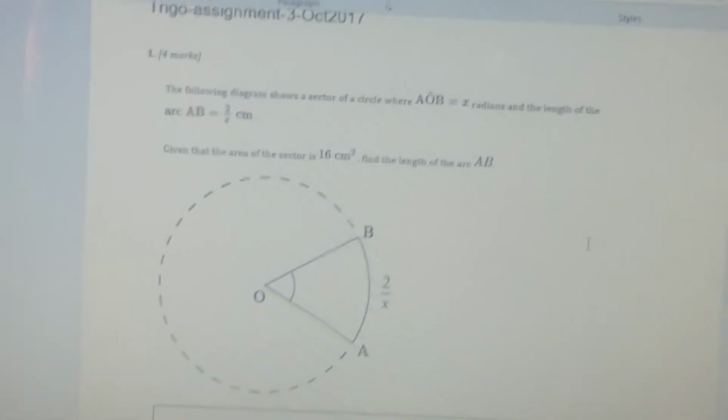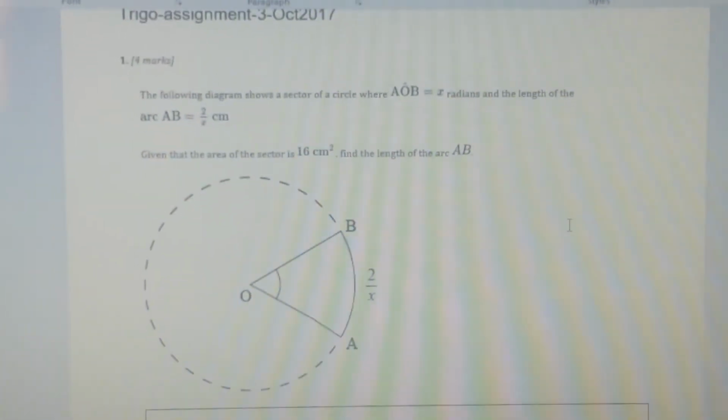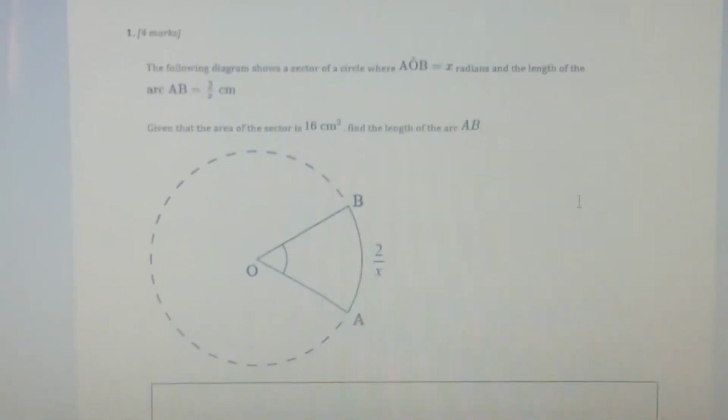Review on a trigonometry question for Math HL. So this is the first question I got in my task or assignment to do. This is a 4-marker question.